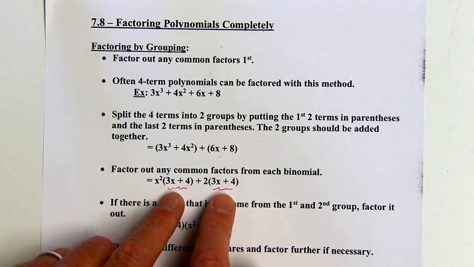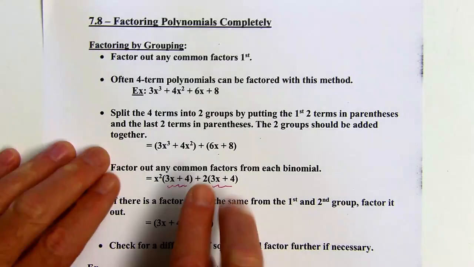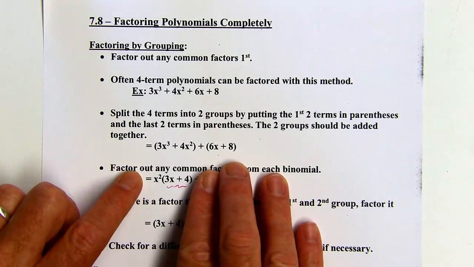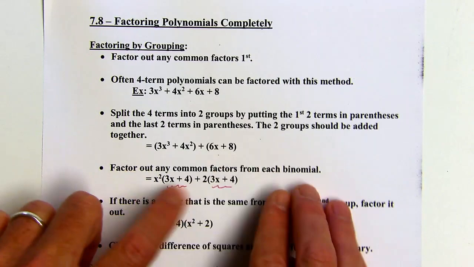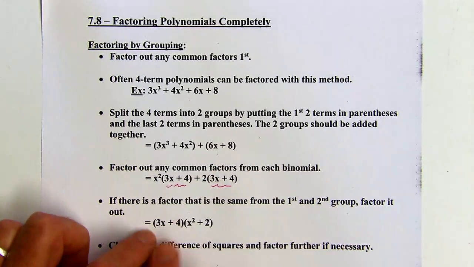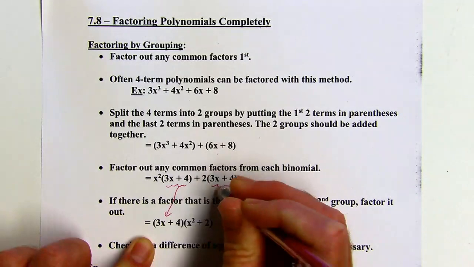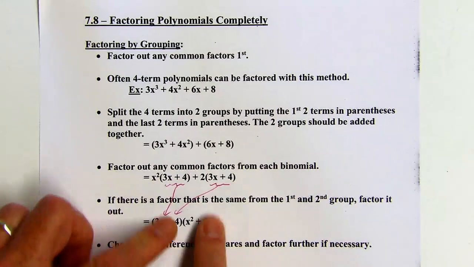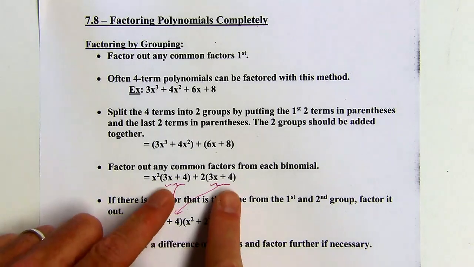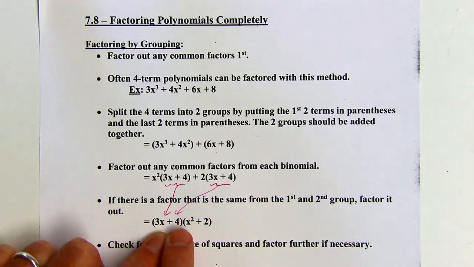The next step is the one that I find throws people off the most. Since there's a 3x plus 4 as a factor in the front half and in the back half, we're going to factor out the 3x plus 4. Often I see that this trips people up because, hey, we had two 3x plus 4s and now there's one 3x plus 4. So how did that happen?